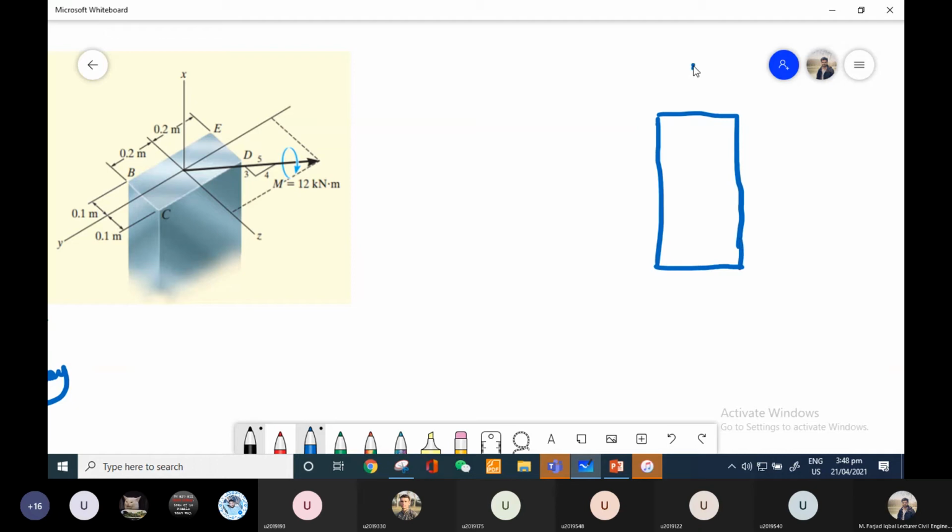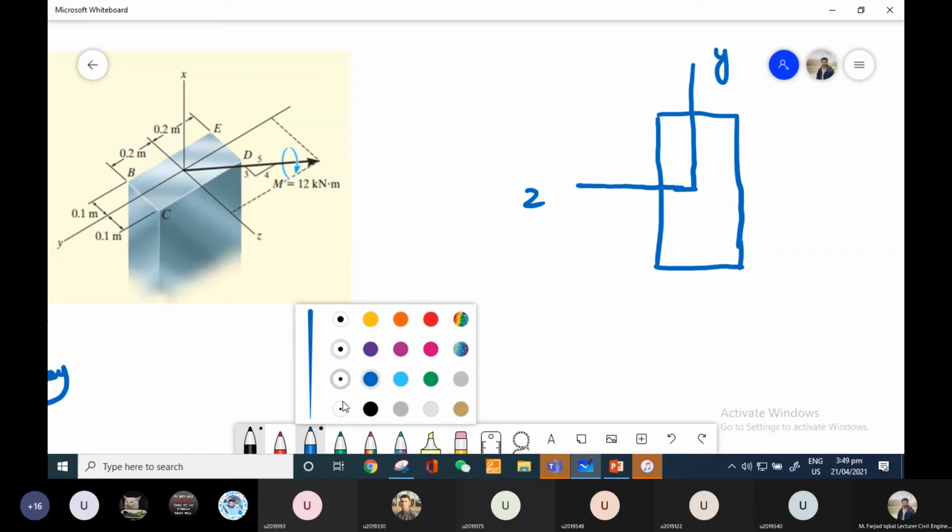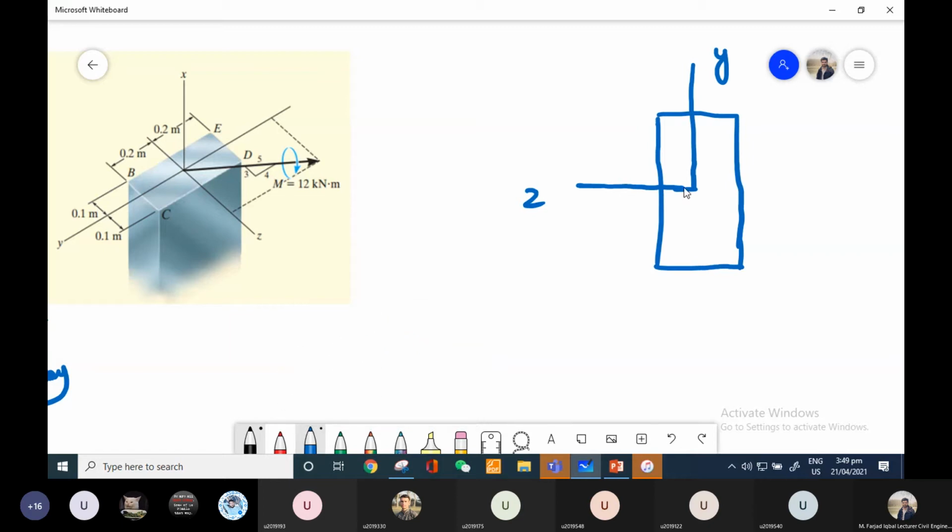Okay, so again, as I told you previously, we will fix our Y and Z axis something like this one. Y-axis towards top and Z-axis towards left side. Based on this figure, I see that this load is acting in this quadrant, so can I show it something like this? And this is a moment, so we have to show it with a double arrow, right? This is my moment.